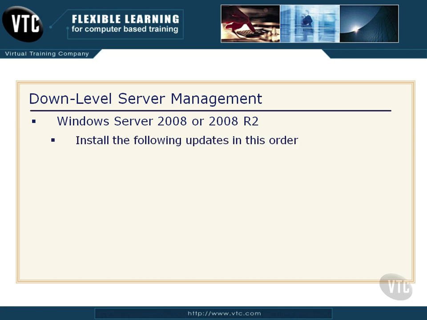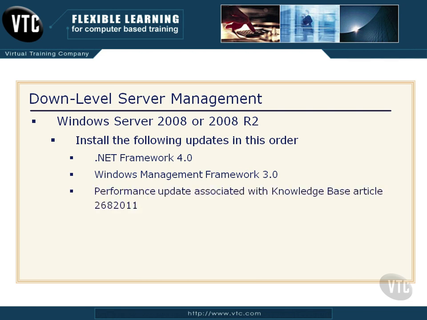Now, you got to watch this. If you're trying to do down-level server management on Server 2008 or 2008 Release 2, you have to install the following updates in the order I'm giving them to you here. You will have to install the .NET Framework 4.0 on that remote server. So go to your Server 2008 or your 2008 R2 box and install the .NET Framework 4.0. Then you will also need to install the Windows Management Framework 3.0.